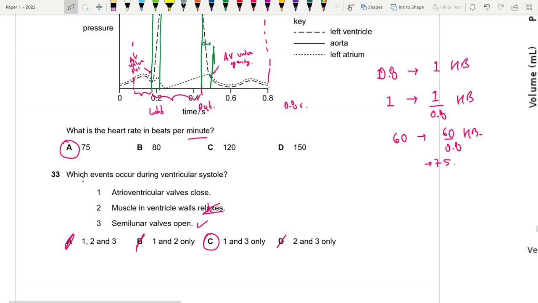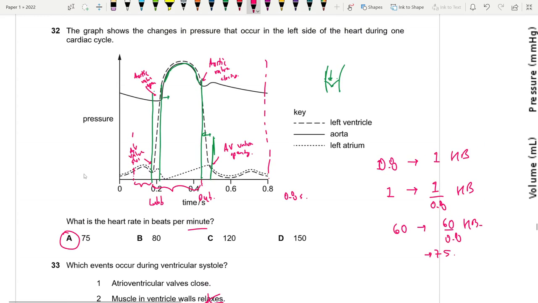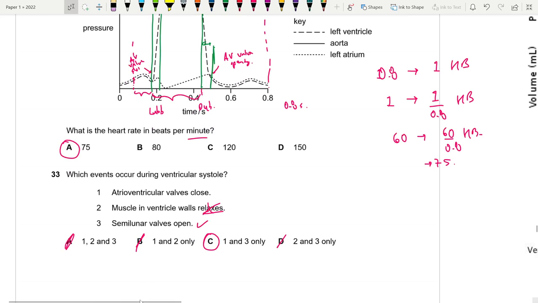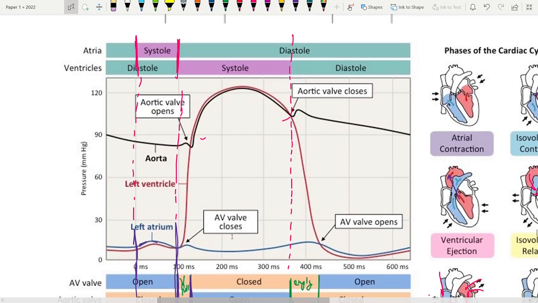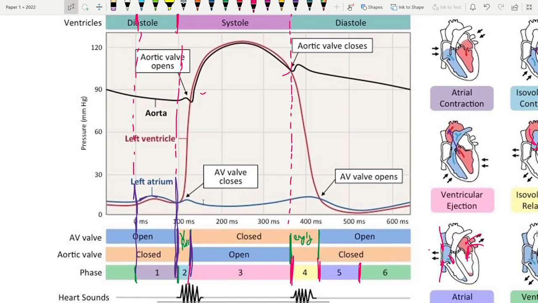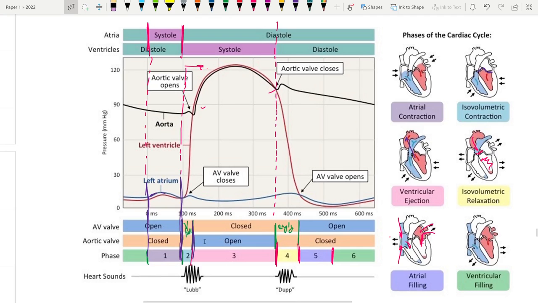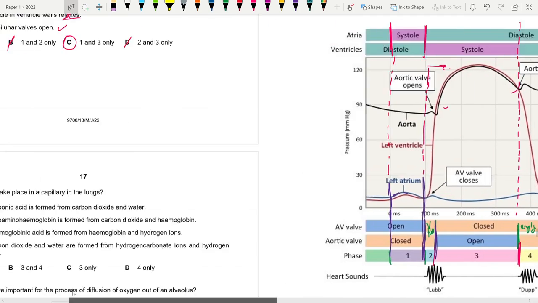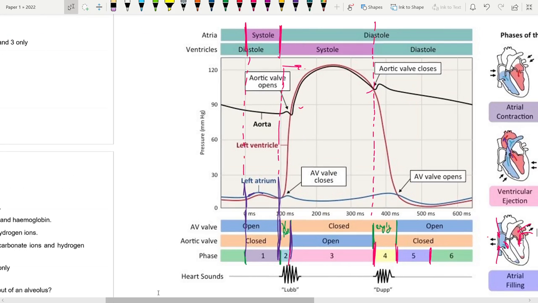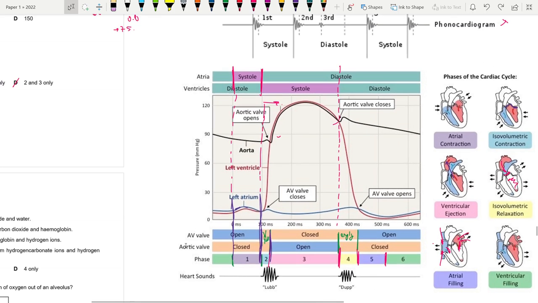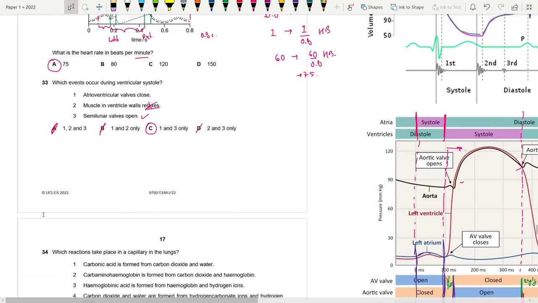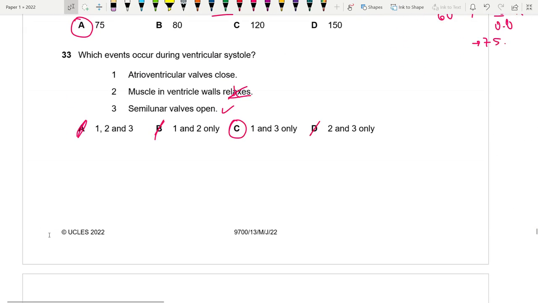So why is 1 right? The atrioventricular valves close. Right, check this, during ventricular systole, right after systole begins over here, honestly, the semilunar valves will open, or the aortic valves will open, and the atrioventricular valve closes. That is 100% correct, due to the increased pressure, right? Due to the increased pressure, the atrioventricular valves close to prevent backflow to the atria, okay? So it's 1 and 3 basically.